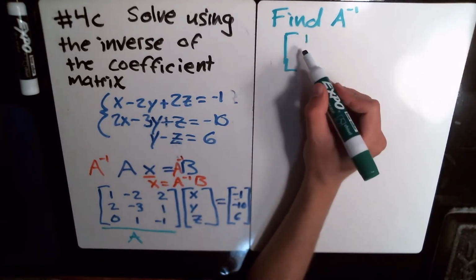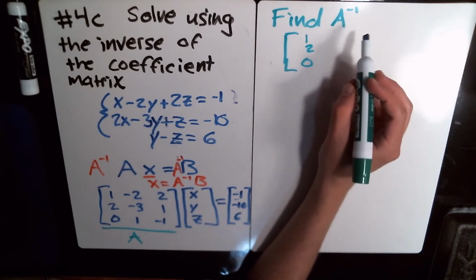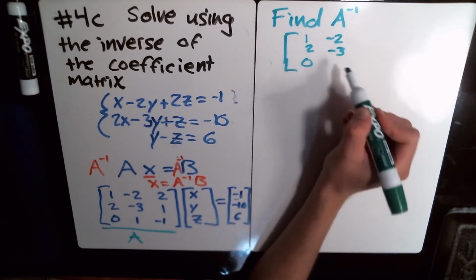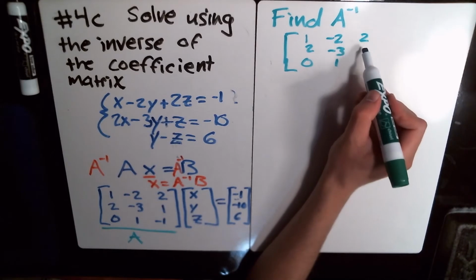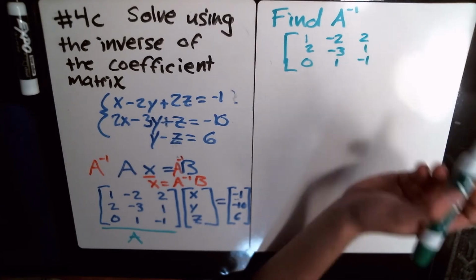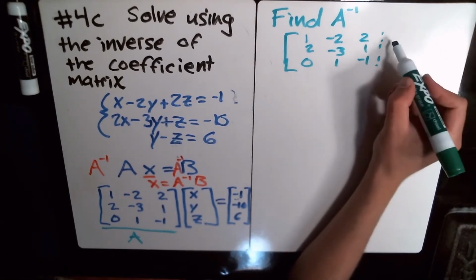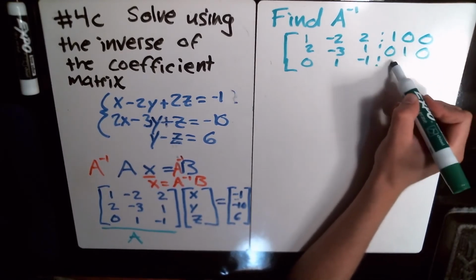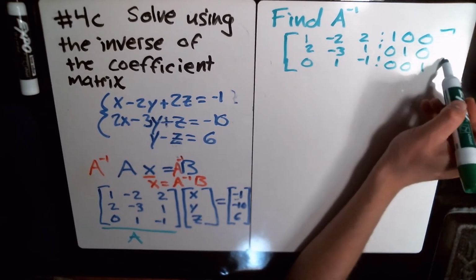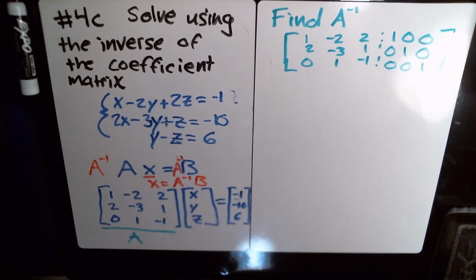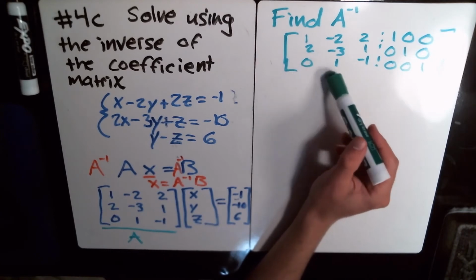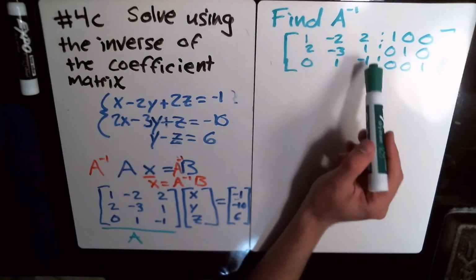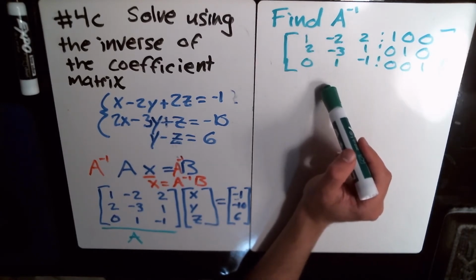So you take your matrix A, 1, -2, 2, 2, -3, 1, and then 0, 1, -1, and you throw that in a matrix with the identity matrix on the other side. So the 3 by 3 identity matrix looks like that, right? 1's down the diagonal and 0's everywhere else. So now what we want to do is we want to get this to look like the identity matrix, the 3 by 3 identity matrix.